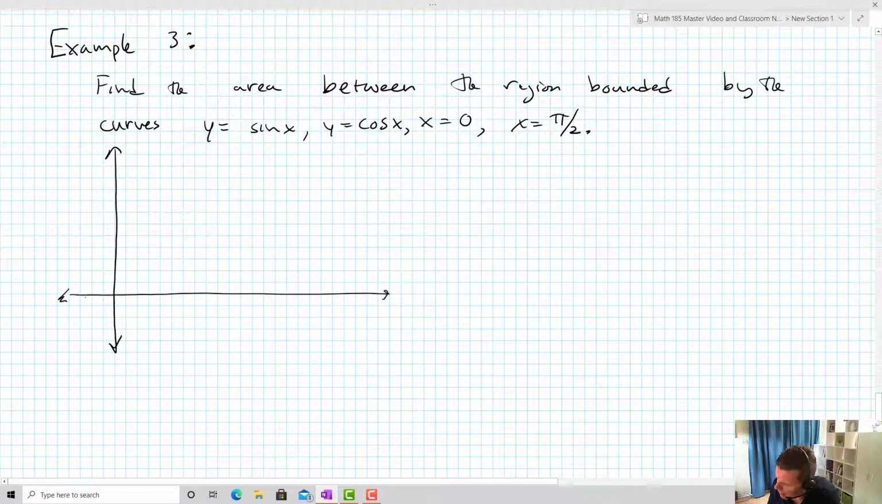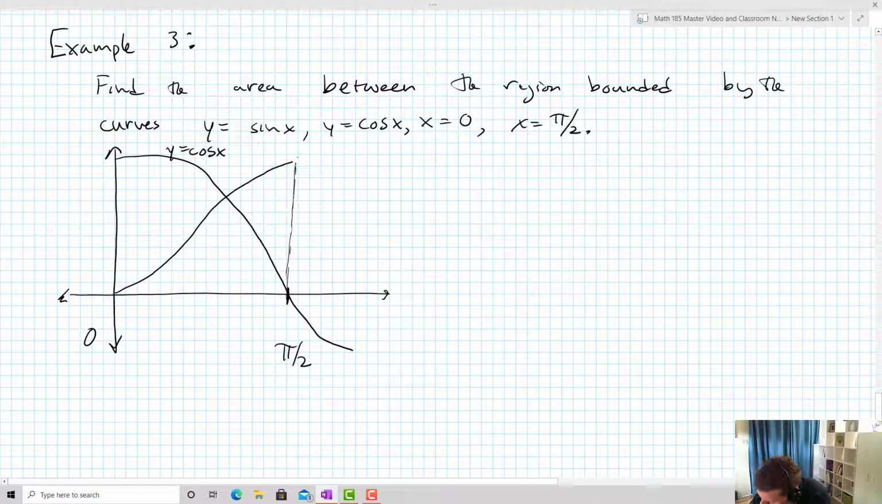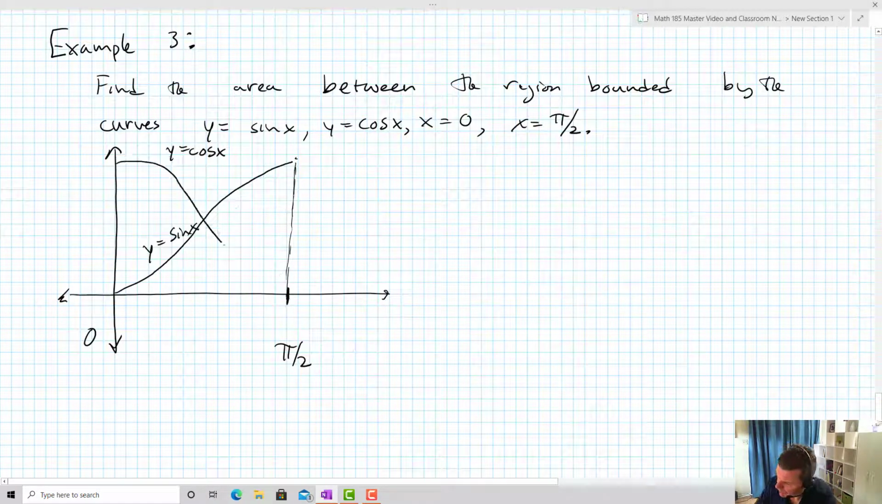So we'll start out with y equals cosine x, right? So here's pi over 2. Here's 0. There's cosine x. Awesome. On the bounds, that's good. So it's cosine. And let's look at sine x. Well, here's sine x, right? There's sine x. Not the perfectest curve, but that's okay. y equals sine x. There we are. And so we want to know the area between the two curves.